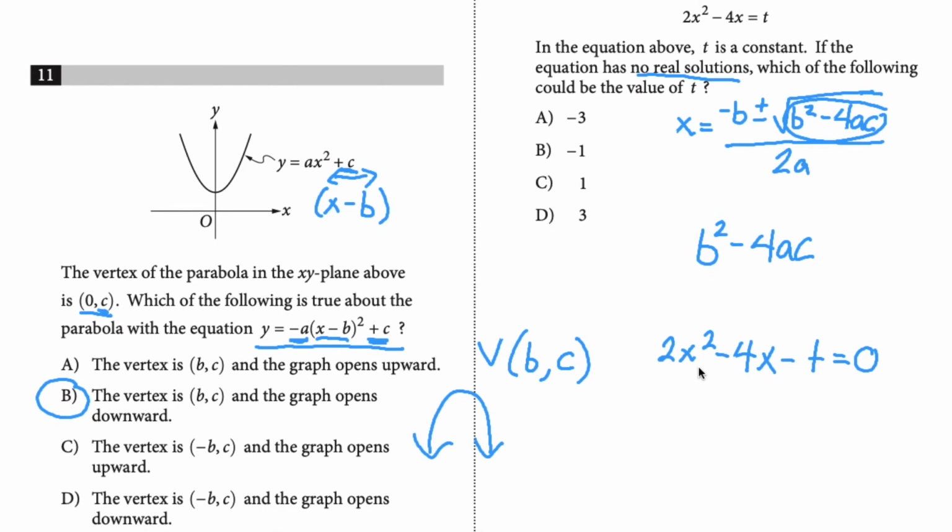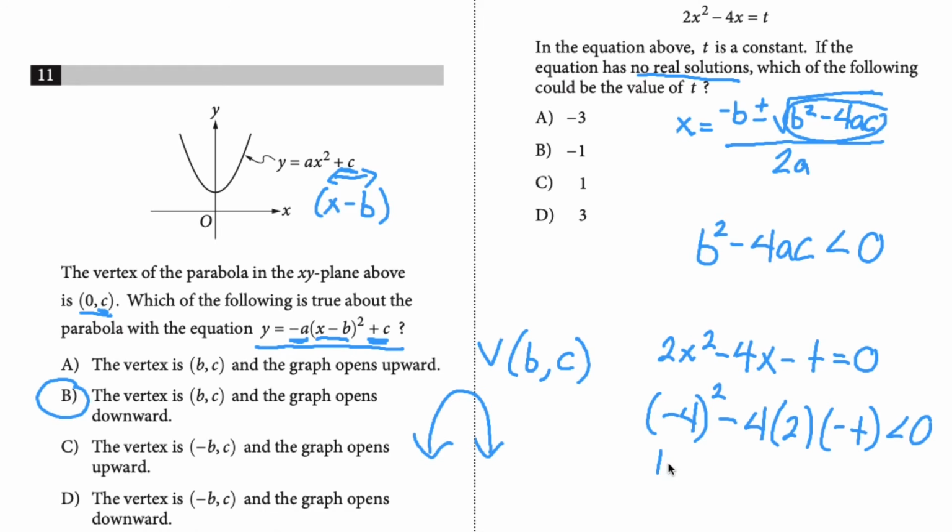If we're plugging into this equation, what it means to have no real solutions is for this to be less than 0 or negative. If we have a negative number inside of a square root, that's going to give us an imaginary number or no real solutions. So we're going to plug in here. B is negative 4, so this would be negative 4 squared minus 4 times 2, which is A, times B, which is negative T. And this has to be less than 0.